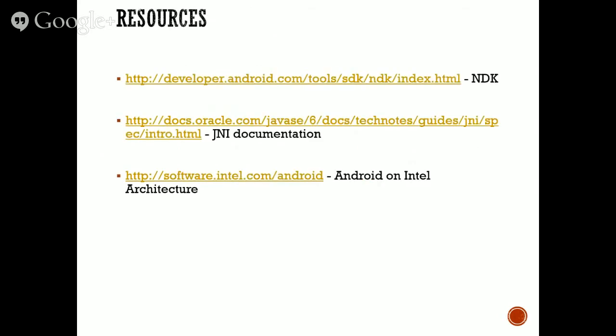So with this, we come to an end of the session today. These are some of the resources which are available. You can refer to developer.android.com for the NDK. You can refer to the Oracle website for the JNI documentation. This provides details as to how to write the functions using the javah method, and how to write functions using the JNI_OnLoad method. And for more details on Android for Intel architecture, you can visit the website software.intel.com/android.